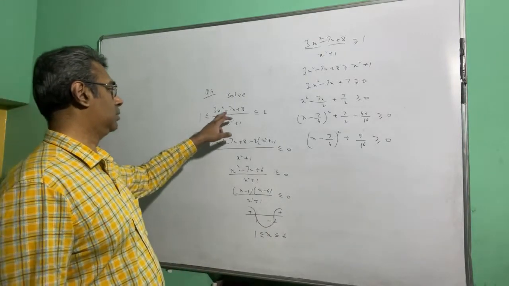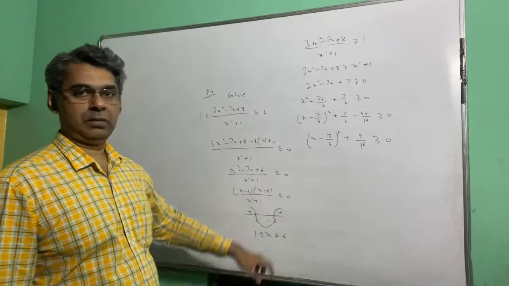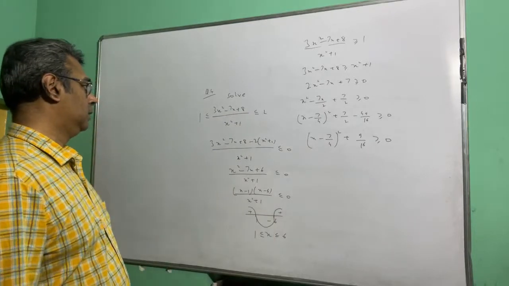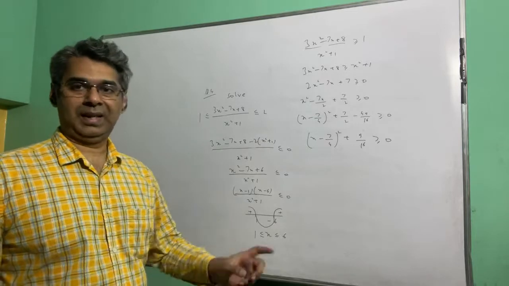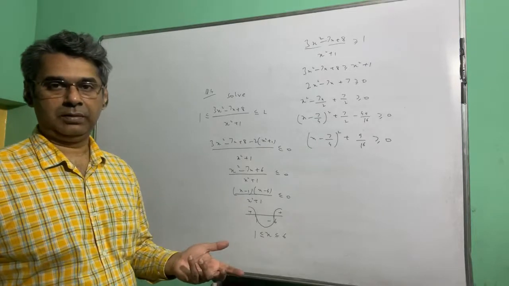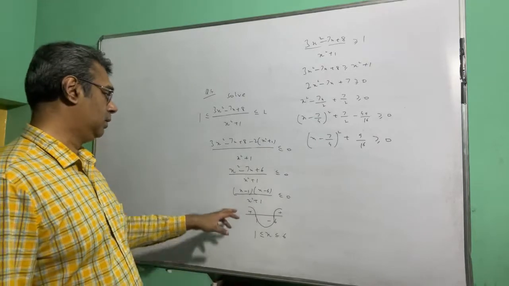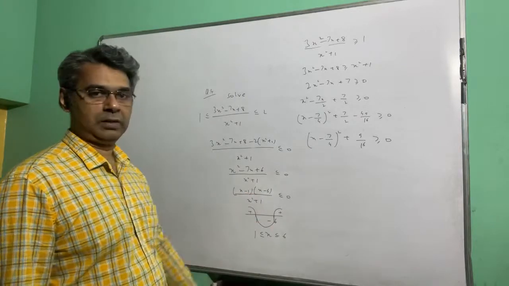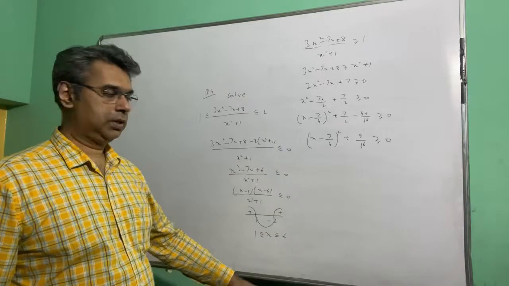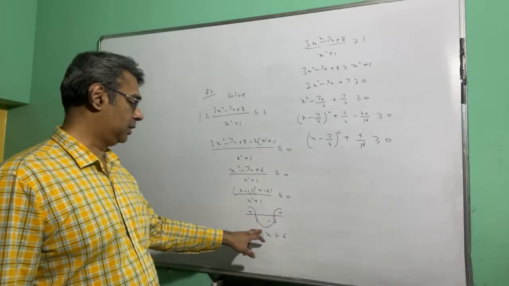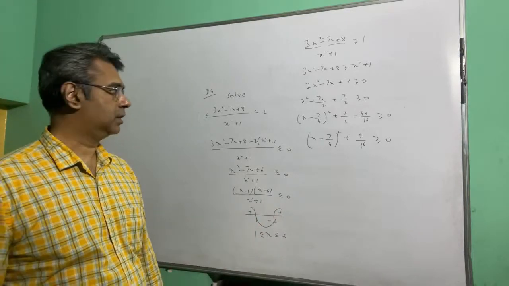So once again, (3x² − 7x + 8)/(x² + 1) less than or equal to 2. If you bring 2 to the left and take the LCM, the denominator is x² + 1, which is already positive. There is no need to do anything about it. So we have the numerator (x − 1)(x − 6), which has to be less than or equal to 0. So draw the wavy curve. The answer will be x lies between 1 and 6.